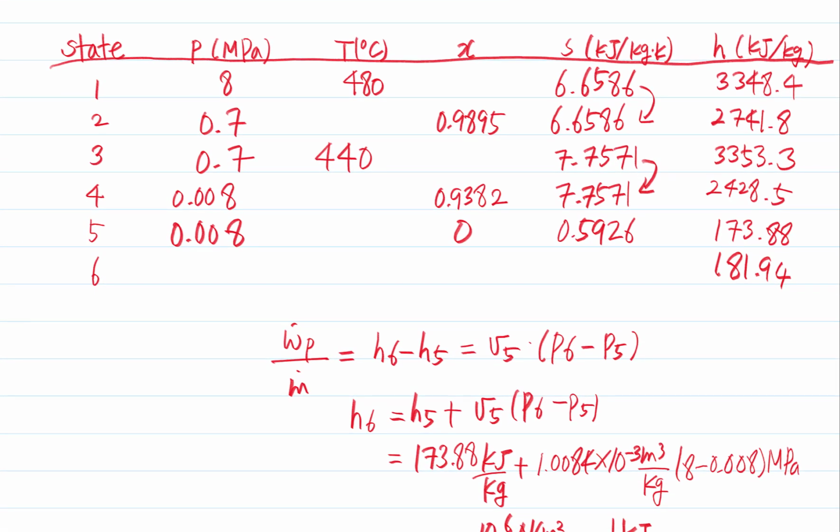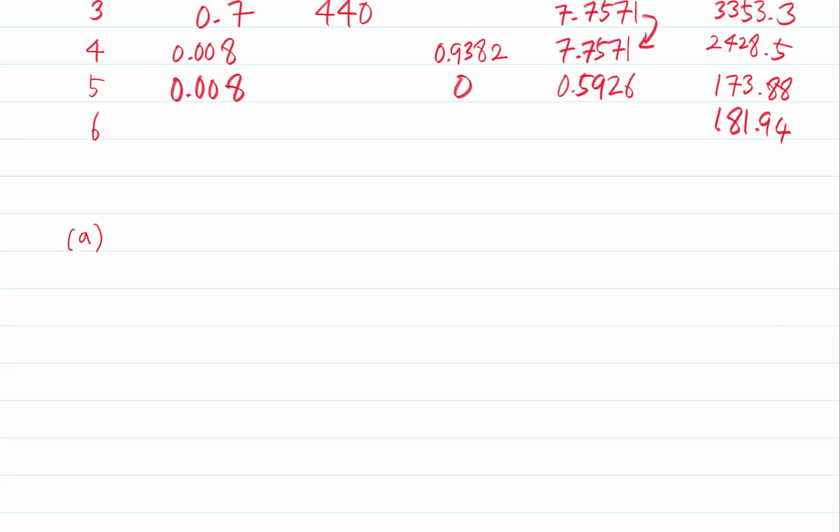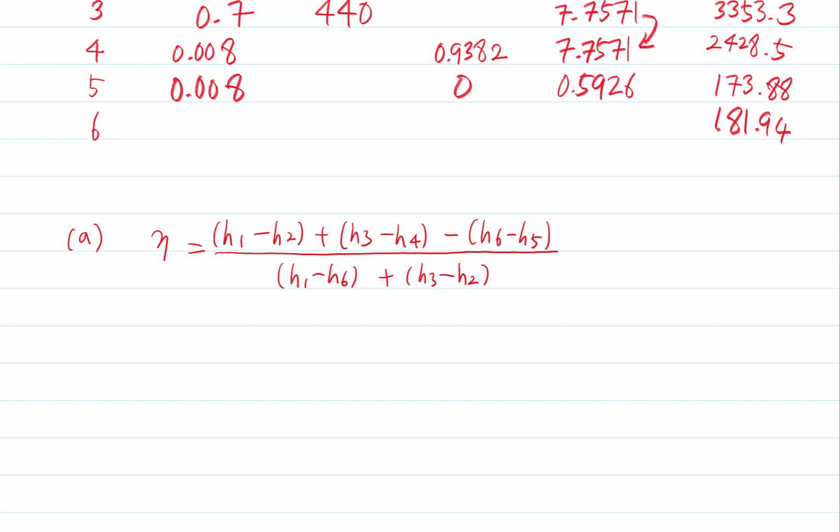Now we know enthalpy in all states. So let's first determine the thermal efficiency of the modified Rankine cycle. Thermal efficiency of the Rankine cycle can be expressed in terms of the enthalpy. So we got the enthalpy at all states. So we put the values in.